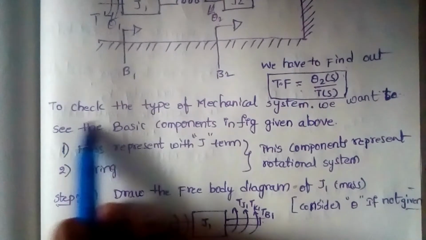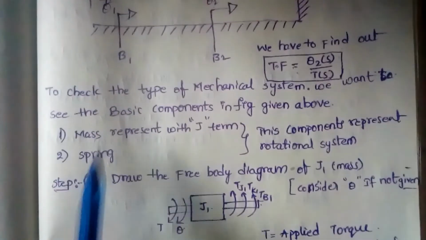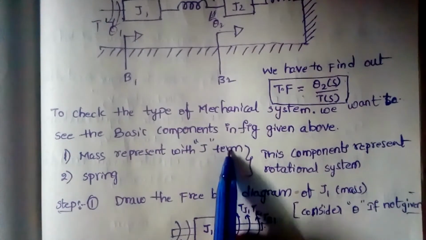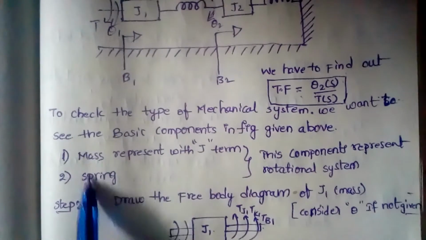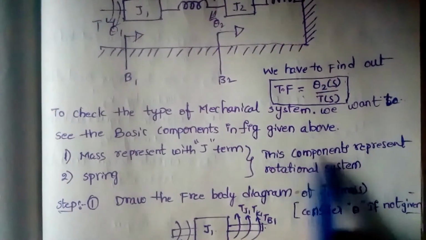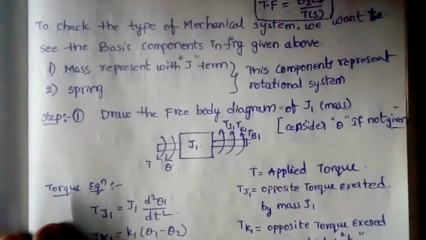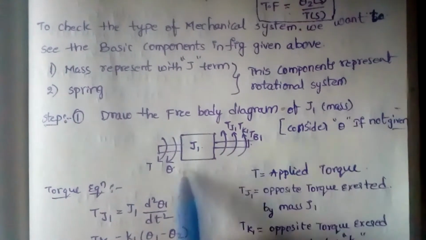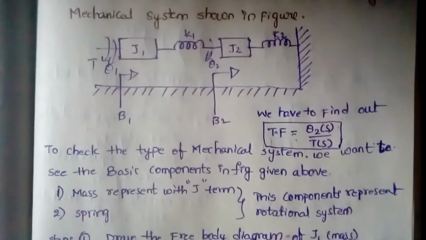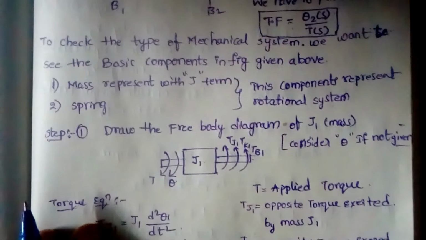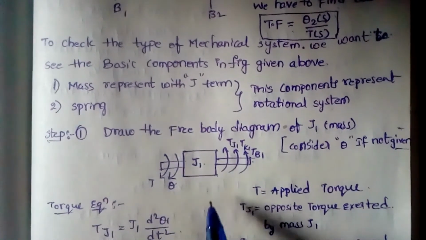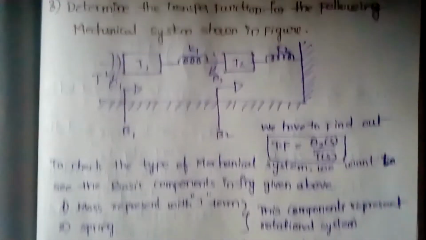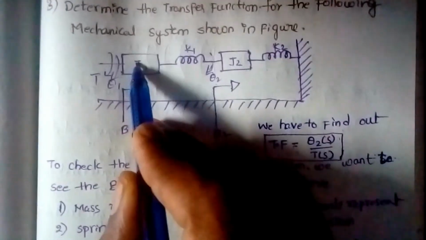To check the type of mechanical system, we look at the basic components in the figure given. Mass is represented with the J term, so you can confirm it is rotational. Then the spring and the other components also represent a rotational system. Step 1: draw the free body diagram of mass block J1. According to Newton's second law, we have to find the applied forces and opposite forces exerted on that block.